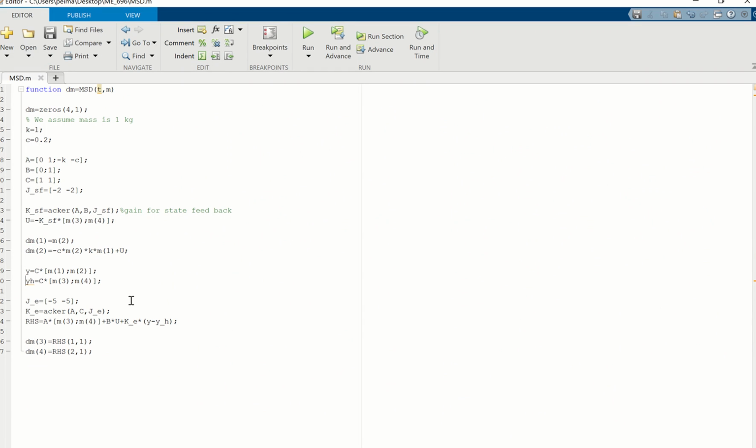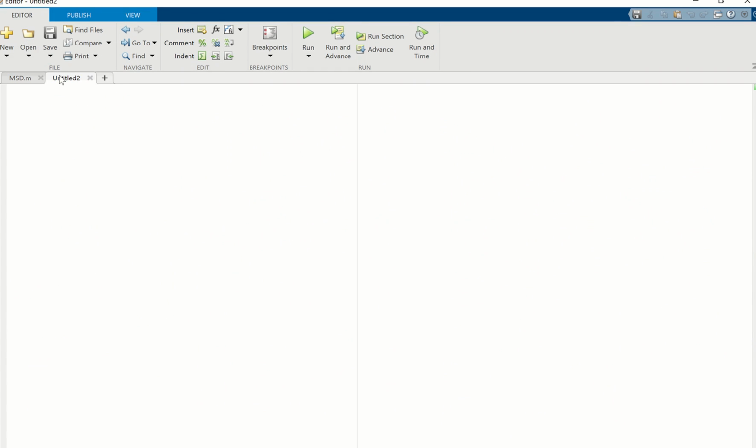So now why do I keep it C? Because I wanna work with that. So I'm gonna now take a solver. T and the total output is ODE45 at MSD, time between 0 and 10 seconds.